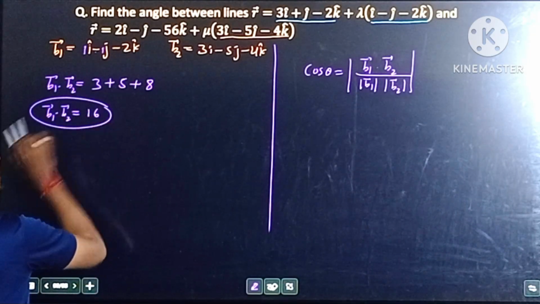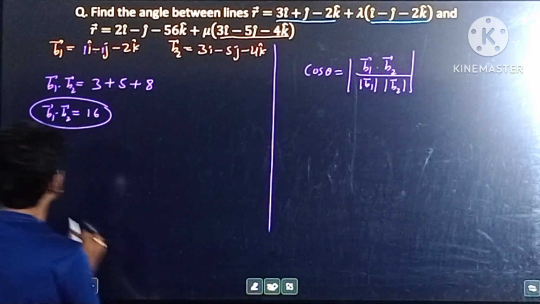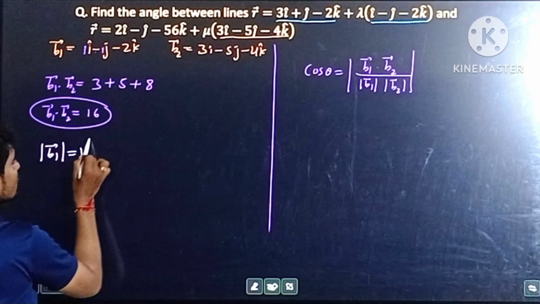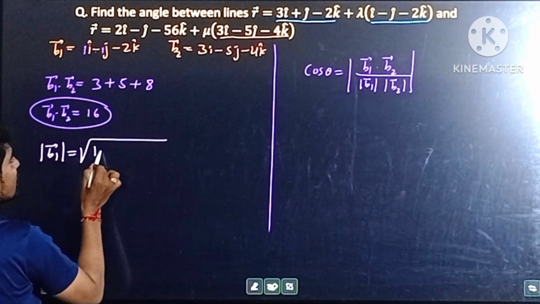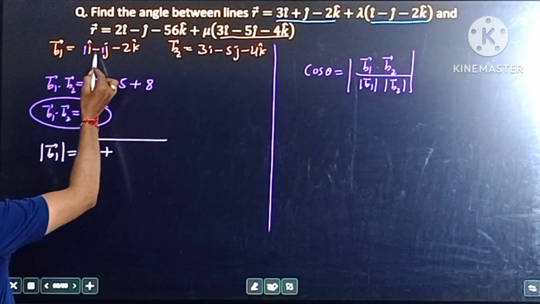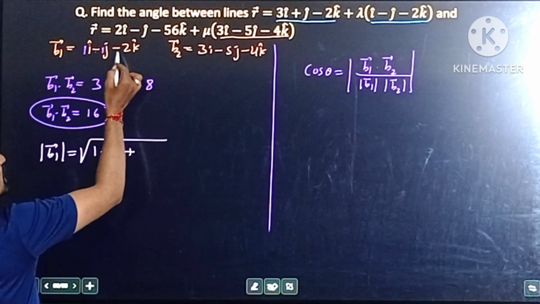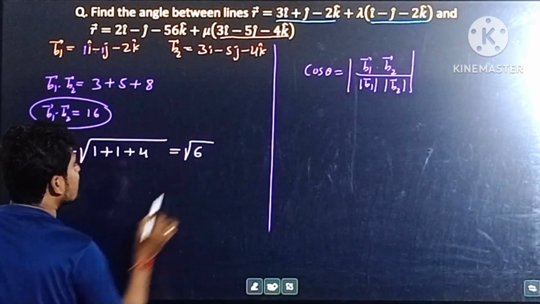So we got b1 vector dot b2 vector, and then we need the magnitude of b1 vector. Magnitude of b1 vector is equal to the square root of the square of the i coefficient, 1 square, 1, plus the square of the j coefficient, minus 1 square, which is also 1, plus the square of the k coefficient, minus 2 square, which is 4, which is equal to the square root of 6.